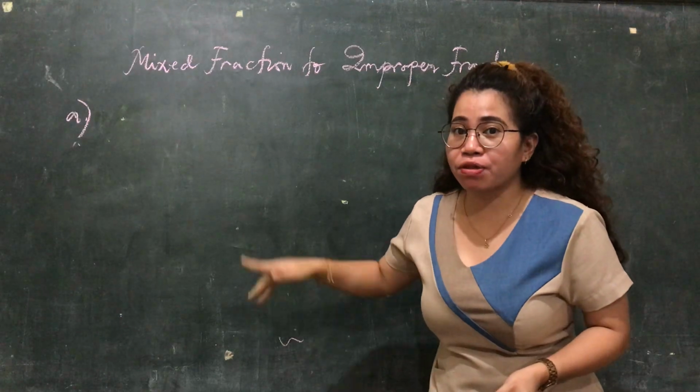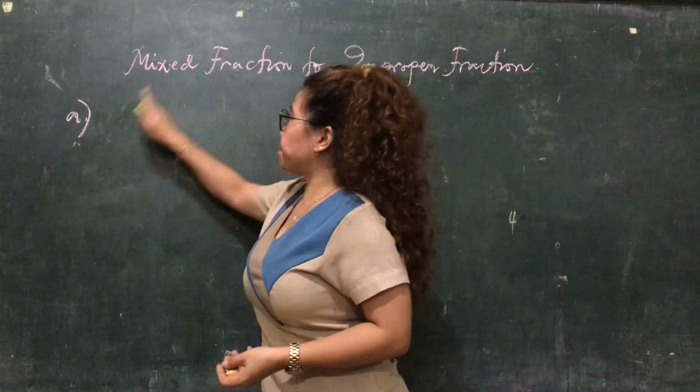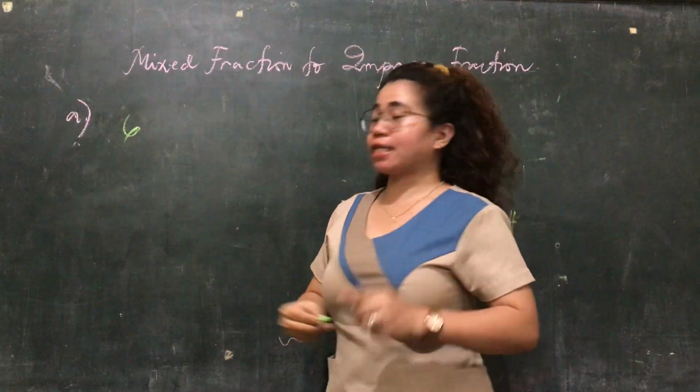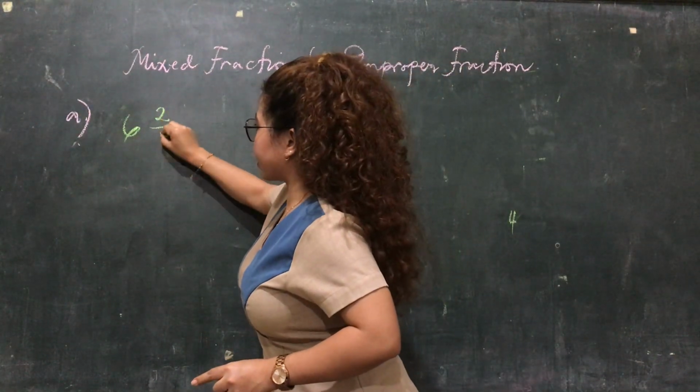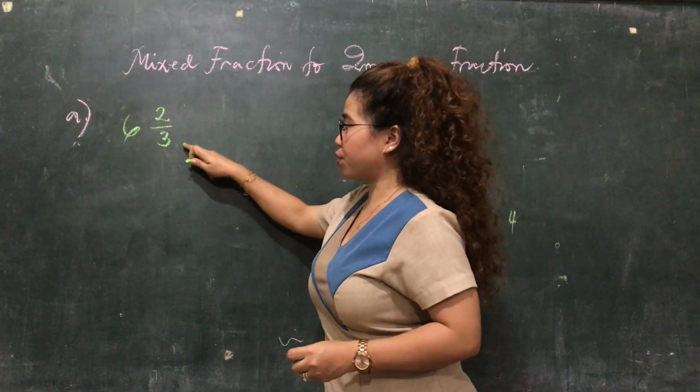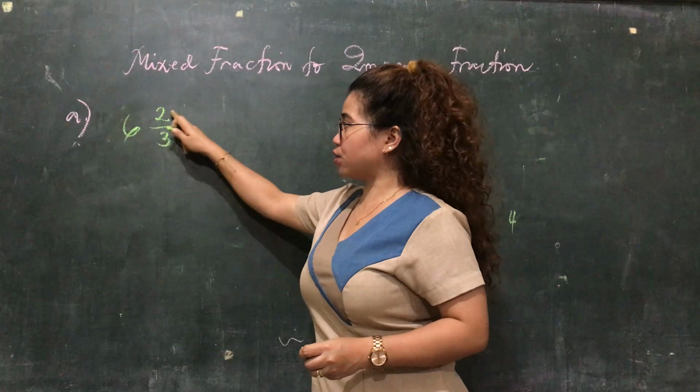Let me go directly with the first example. A mixed fraction is a combination of a number and a fraction like this. We read it as 6 and 2 over 3, or 6 and 2/3.